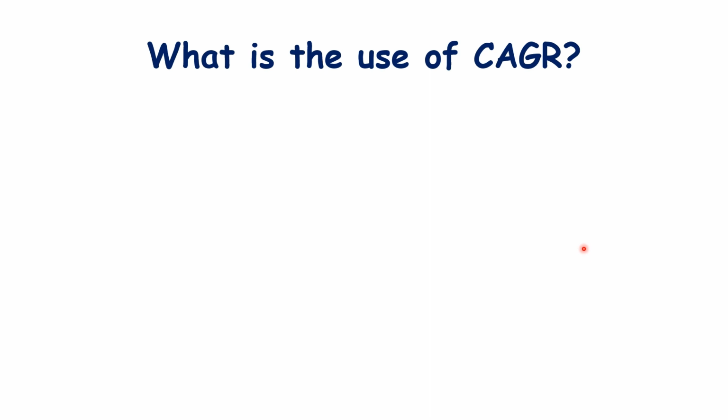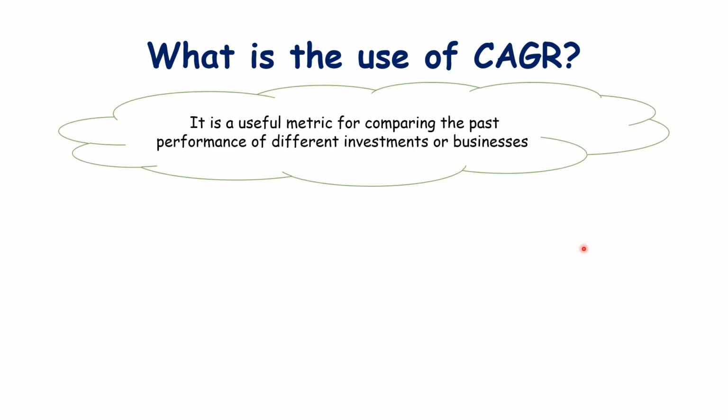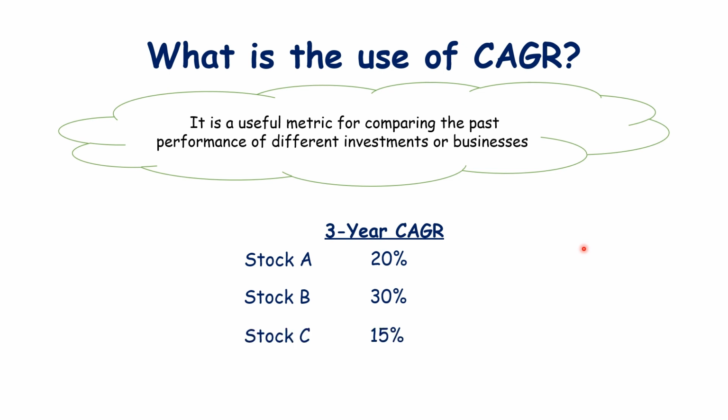Now that we understood what the CAGR is, let's understand what is the use of CAGR. CAGR is useful metric to compare the past performance of different investments or businesses. Let's continue with the example of stock. Let's say we have a stock A which had a 3-year CAGR of 20%, then stock B with 30%, and stock C with 15% 3-year CAGR.